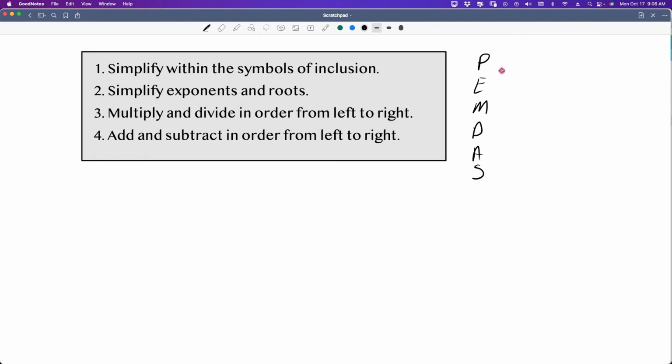And PEMDAS is parentheses, exponents, multiplication, or I should say multiplication, division, addition, and subtraction. Now these are done together and these are done together. And you'll find that these go back and forth because sometimes you have exponents on the outside of parentheses. And that's when you have to take care of those kind of simultaneously. You have to look at them together.